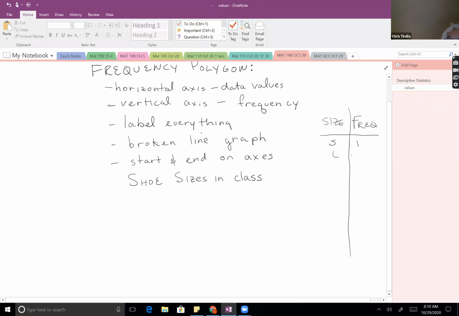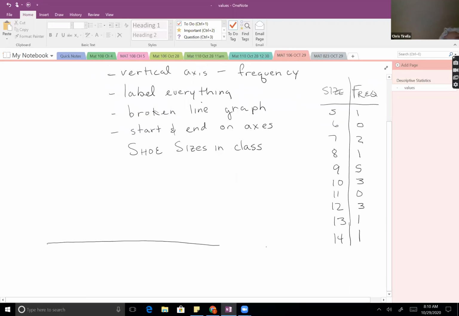5, there was 1. 6, there was none. 7, there were 2. 8, there was 1. 9, there were 5. 10, there were 3. There were no 11s. 12, there were 3. 13, there was 1. And 14, there was 1. So just like before, this horizontal axis is going to be my data and my sizes. This vertical axis is going to be my frequency, or we could again call it number of people.